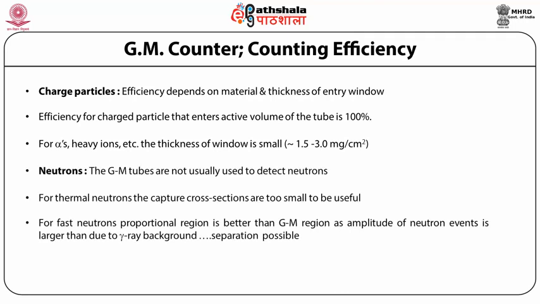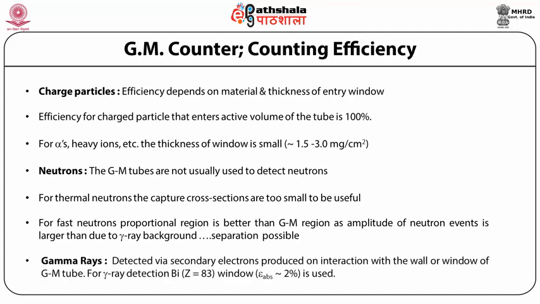We want to see how the GM tubes respond to neutrons. GM tubes are not basically used to detect neutrons. For thermal neutrons, the capture cross sections are too small to be useful. If we have low energy neutrons, they will enter the GM tube and get captured through various processes, but capture cross sections for thermal neutrons are very low. For fast neutrons, the proportional region is better than the GM region, as the amplitude of a neutron event is larger than that due to gamma background. So separation is possible.